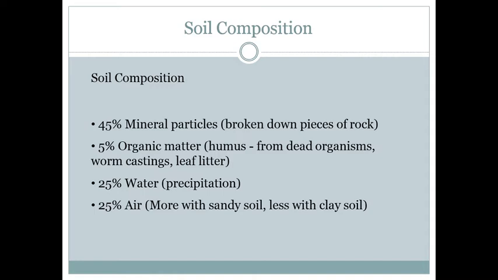In terms of composition, soil is composed of 45% mineral particles, so broken down pieces of rock, and 5% organic matter from humus, from dead organisms, worm castings, and even leaf litter. Then we have 25% from water, from precipitation. And then we have 25% from air, more with sandy soil, less with clay soil.